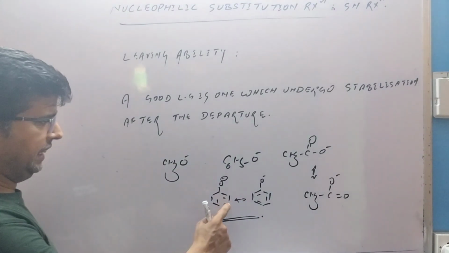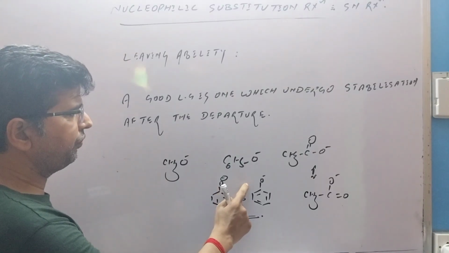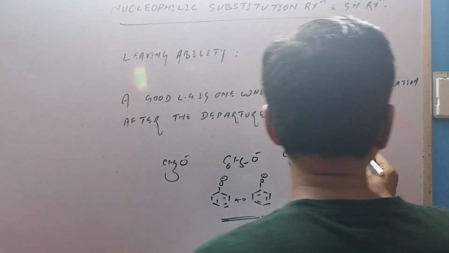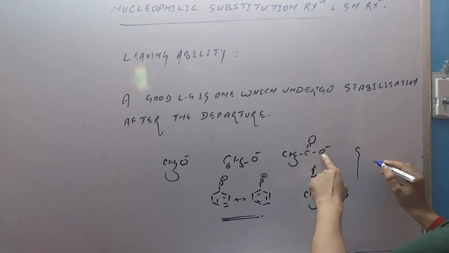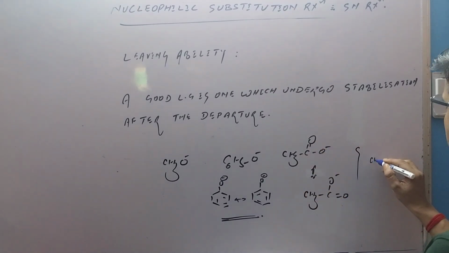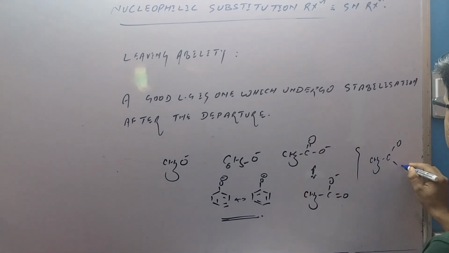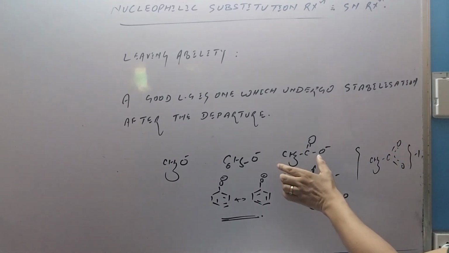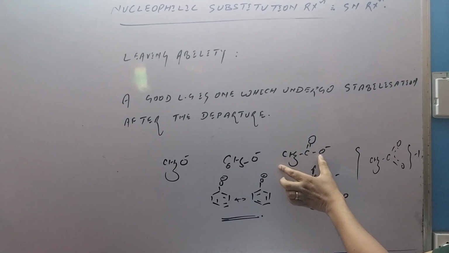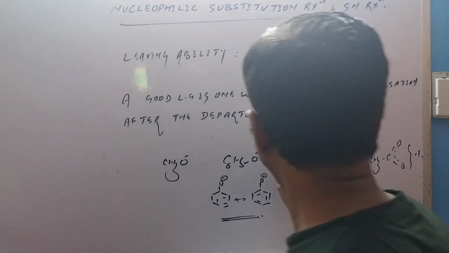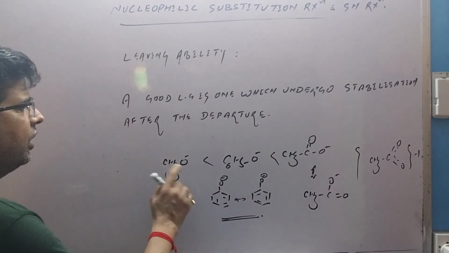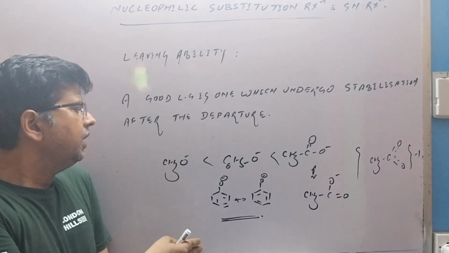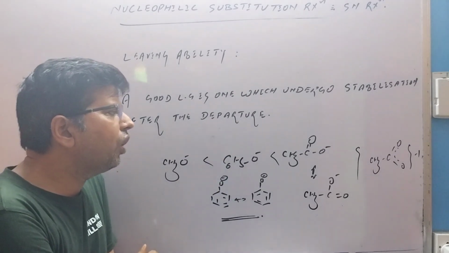As we see in these 2 equivalent structures of phenoxide ion, the negative charge over oxygen is localized, although in acetate the negative charge is delocalized over 2 oxygen atoms. See, delocalization should be represented in this way. So acetate ion undergoes more stabilization as compared to phenoxide, and in methoxide ion there will be no resonance factor. So methoxide ion is comparatively much less stable as compared to phenoxide.